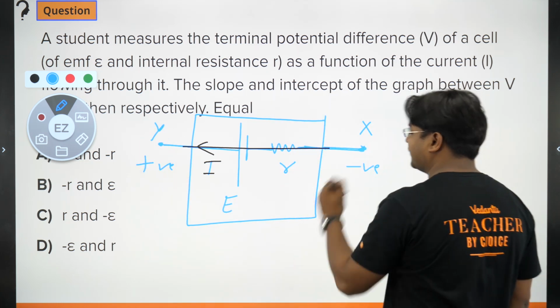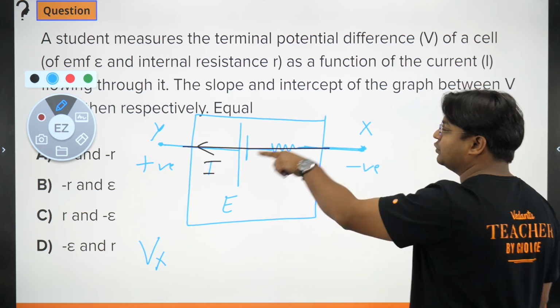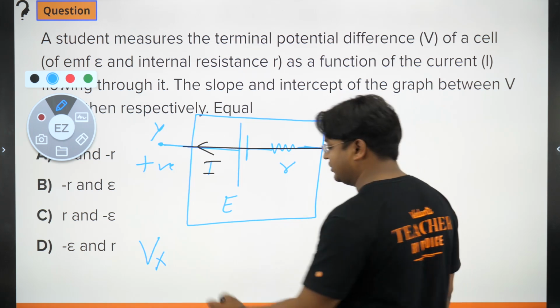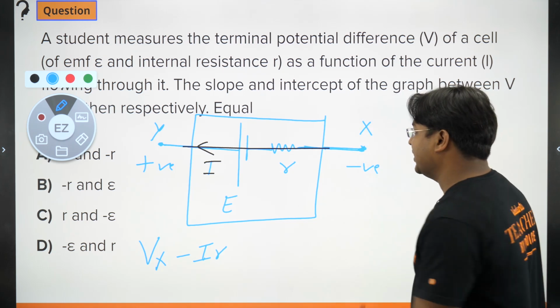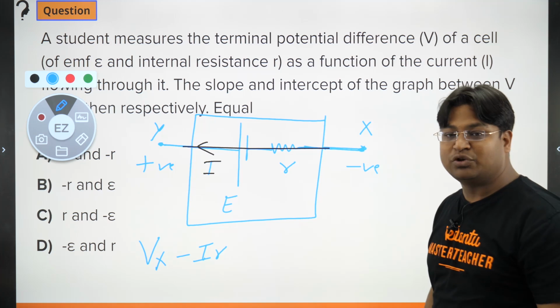If I start from X, I'm going to write Vx, whatever is the potential at X. Now I'm moving towards Y. So when I cross this resistance in the direction of current, potential falls by IR. So Vx minus IR. Then I'm crossing this battery symbol. I'm moving from negative terminal to positive terminal.